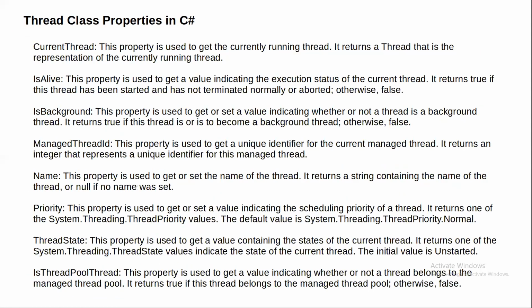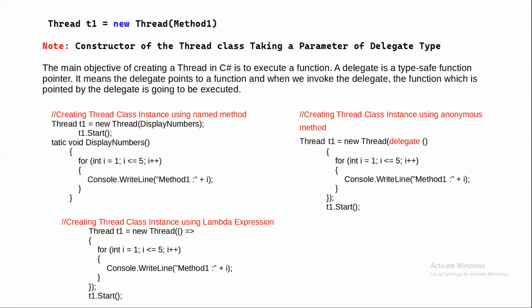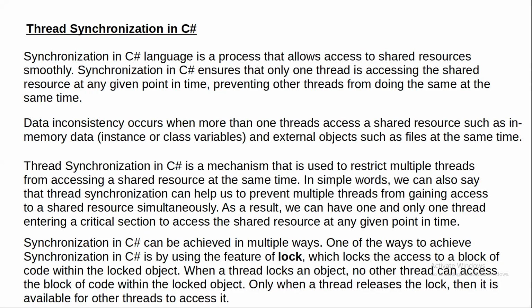There are a lot of properties you can go through. There are different properties and different methods of a thread class. And I explained about delegates, which is very important. Now coming to thread synchronization. I will just explain the theory part and probably we can stop here.